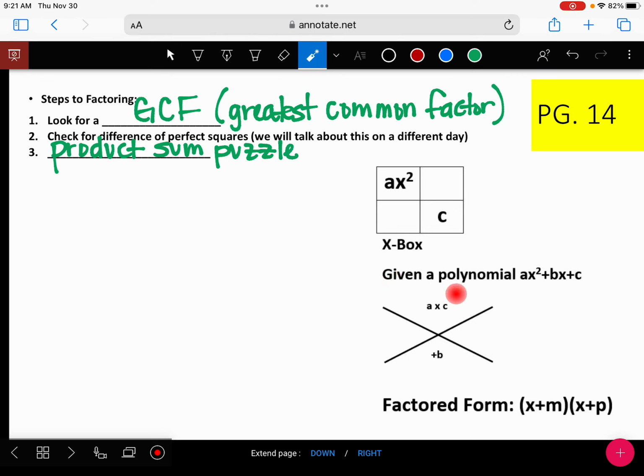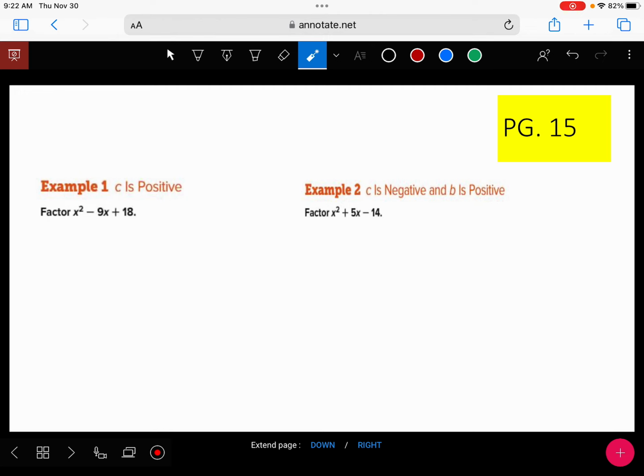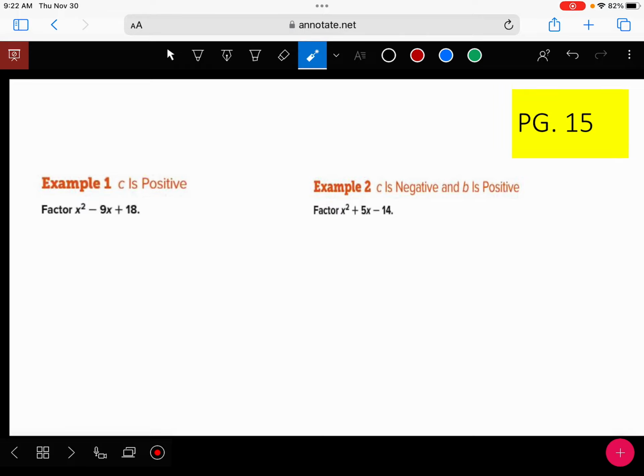The number on top of the X is always going to be A times C. The number at the bottom is B. So let's just get to it, because I think it sounds confusing when it's really not. Let's look at 15.